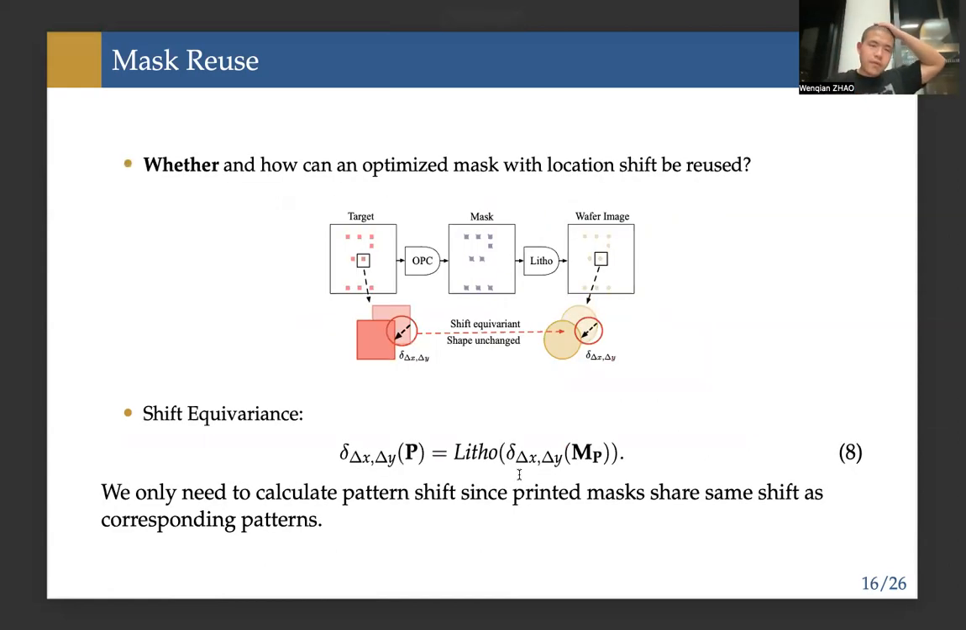Okay, so the first question is whether we can reuse it. The details won't be listed here, but in the paper we show that there is a shift equivariance of the lithography process, which means the design pattern and the printed shape won't be distorted by the local shift. There will be just a parallel shift. In that case, we only need to calculate the pattern shift, since the printed mask won't be changed at all, only shifted.